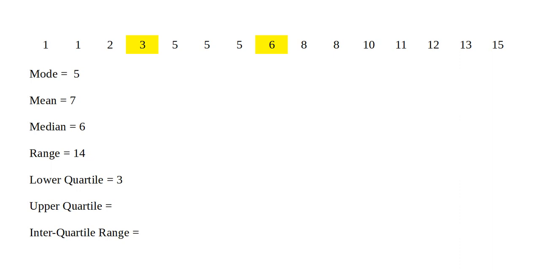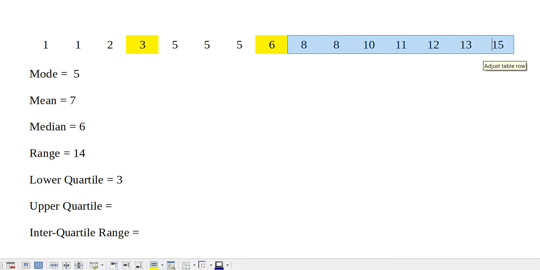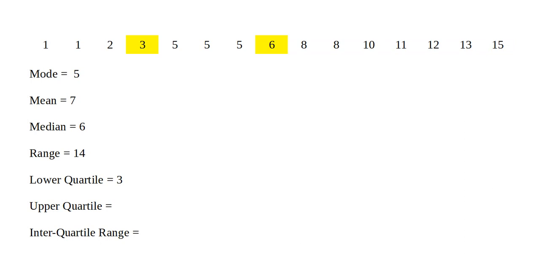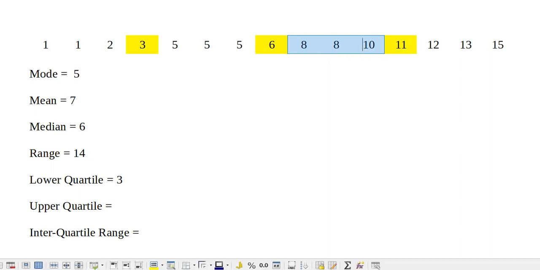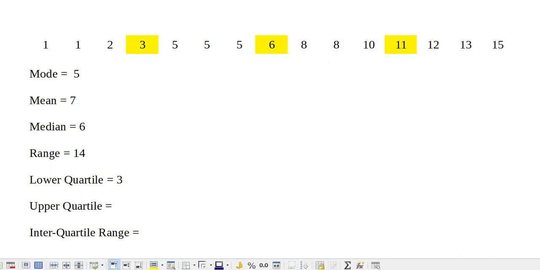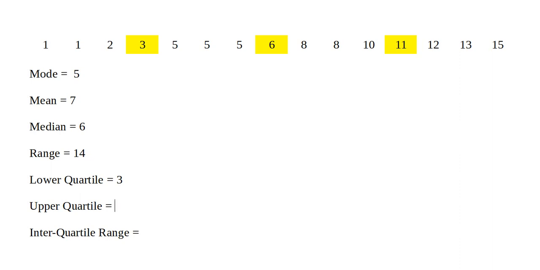And then I'm going to do the same thing over here. I'm going to look at those numbers there, 8, 8, 10, 11, 12, 13, and 15. And what number there is in the middle? Well, I can see that 11 is, because I have 3 numbers between 11 and the median and 3 numbers to the right. And so my upper quartile is 11.